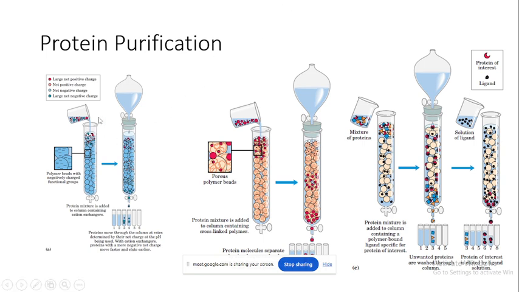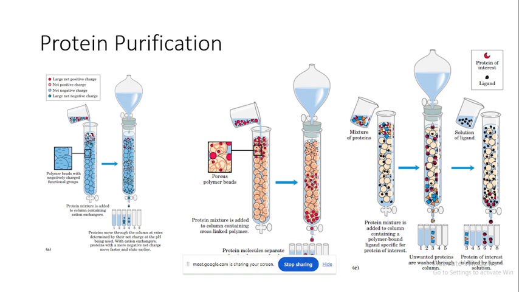So the first technique we will discuss is ion exchange chromatography. Chromatography, can anyone tell me briefly what is chromatography? Basically, chromatography is a technique to separate and purify components. Yes, very good. In chromatography, it is based on interaction. Yes, that is a key point.